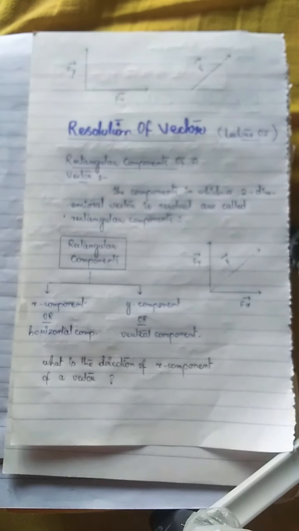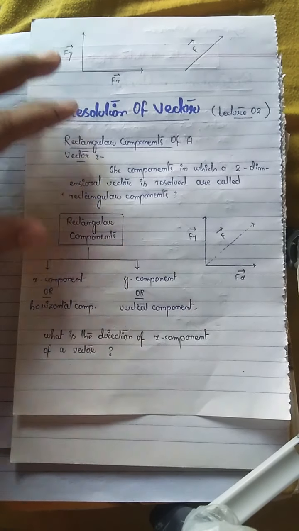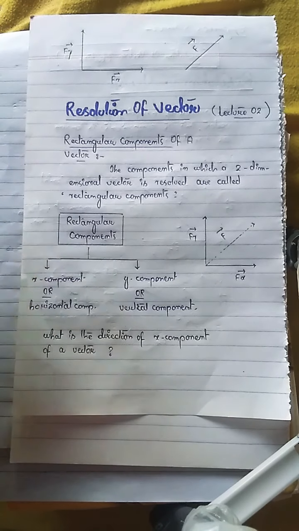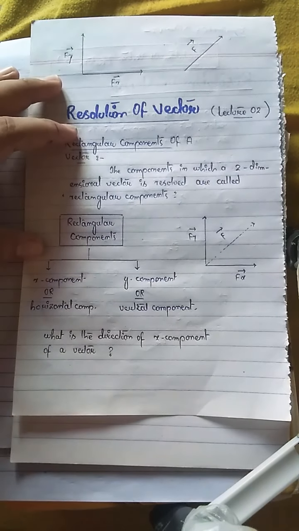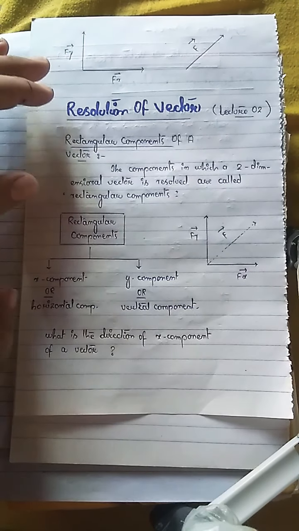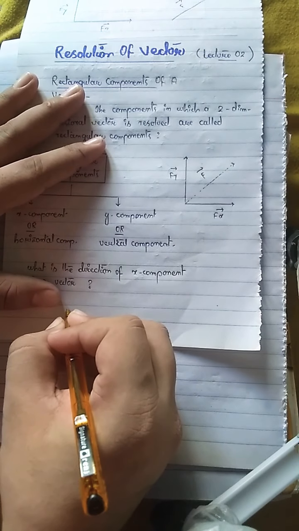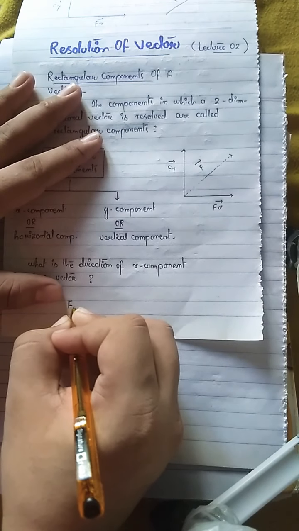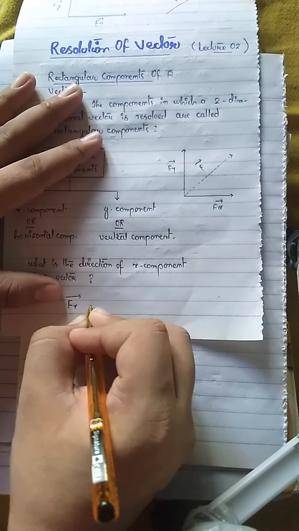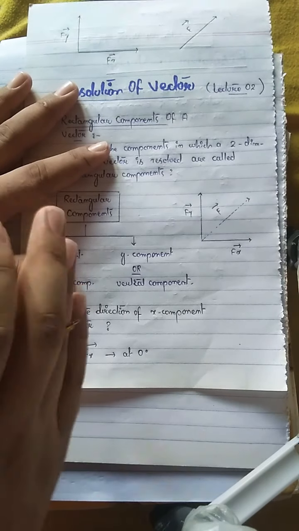Now the point which is necessary to understand here is that we resolve a vector into its two components, the x and y components. Now what are the directions of these components? Remember that the x component always lies along the x-axis, so its direction is always 0. Suppose the vector F is resolved, then its x component, the horizontal component, always lies at a 0 degree angle.